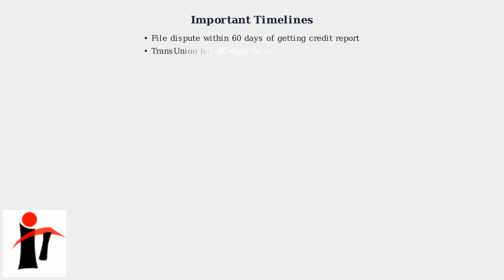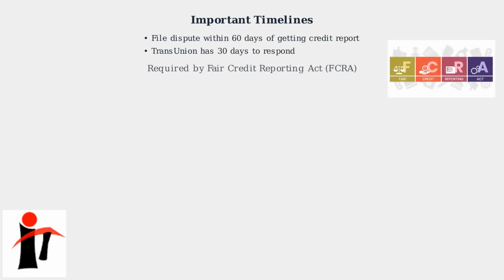Disputes must be filed within 60 days of getting your credit report, and TransUnion has 30 days to respond, as required by the Fair Credit Reporting Act, FCRA.